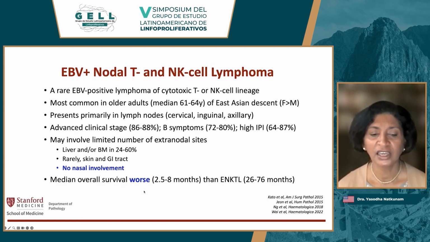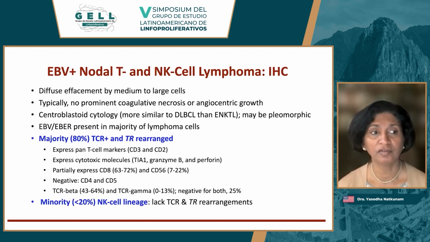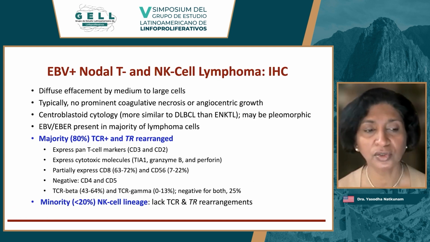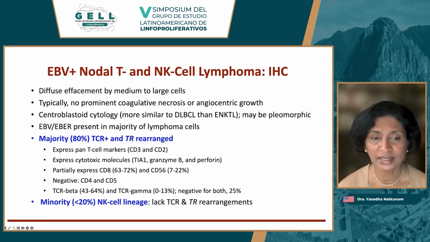In fact, in these small studies that have been performed so far, it has a worse outcome than extranodal NK/T-cell lymphoma. There is diffuse effacement by medium to large cells. There is no prominent necrosis or angiocentricity that is usually found, so there are some differences for the pathologist to pick up on. It has centroblastic cytologic features and looks more like a diffuse large B-cell lymphoma than an extranodal NK cell lymphoma. It can, of course, also have pleomorphism, in which case it looks a little bit more like diffuse large B-cell lymphoma.